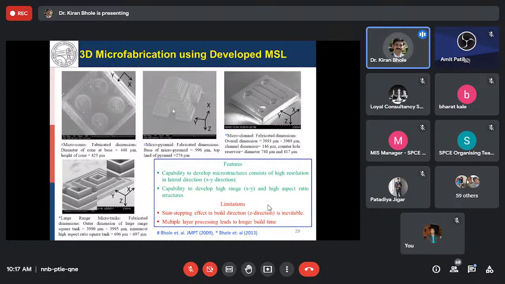And if you have to avoid this, then you have to slice more, and if you slice more, your development time will be more. So multiple layers will lead to longer build time. So these are the limitations of the MSL process.